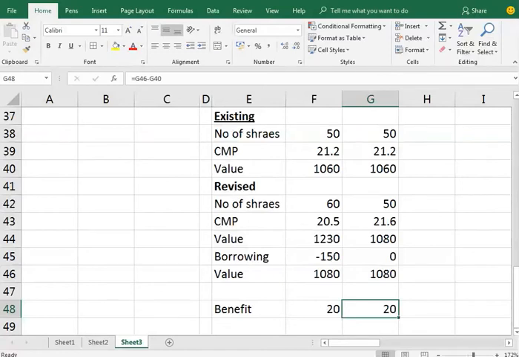Before the project got announced, it was 50 into 21.2 crore. The moment the project is announced, if I do a public issue, it remains 50 into 21.6, a benefit of 20 crores. If we do a rights issue, it becomes 60 into 20.5. But to get to this value, the shareholders have taken a borrowing of 150 crores. Whether it's a borrowing or taking it from some other source and putting it in, whatever be the way, their net worth will come down by 150 crores and will increase by 150 crores in the share side. Clear? Any doubts? So overall it will be 1080 and 1080 and the benefit is 20 crores.